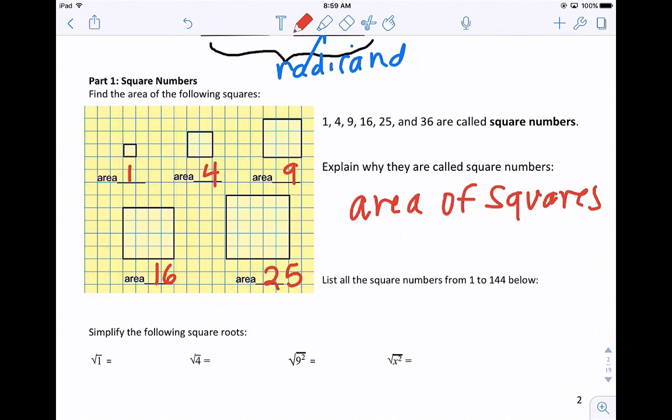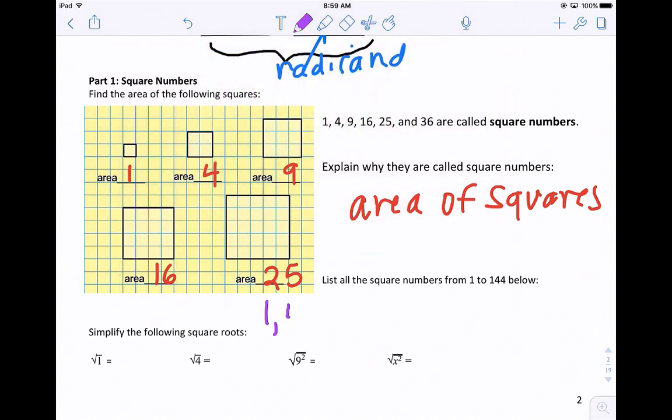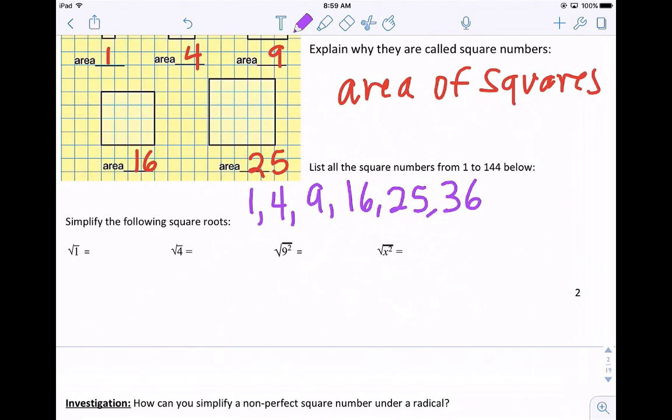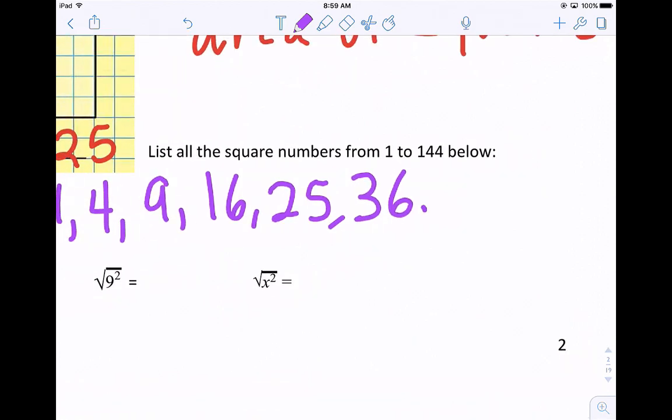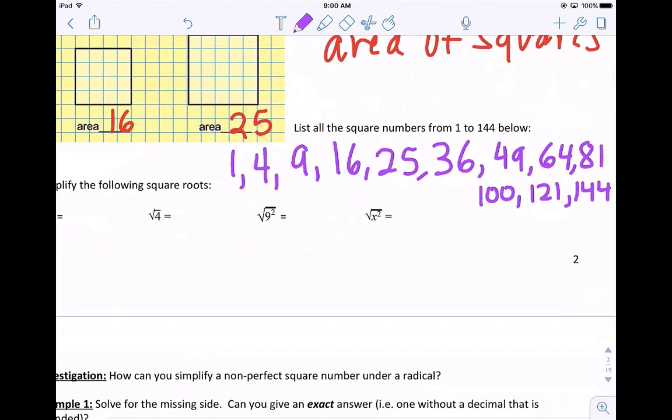List all the square numbers from 1 to 144 below. All right, so we have 1 times 1 is 1, so 1 is a square number. 2 times 2 is 4, 3 times 3 is 9, 16, 25, 36. We have 7 times 7, 49. 8 times 8, 64. 9 times 9, 81. 10 times 10, 100. 11 times 11, and 12 times 12. All right, so these are all square numbers, and they are the area of squares.